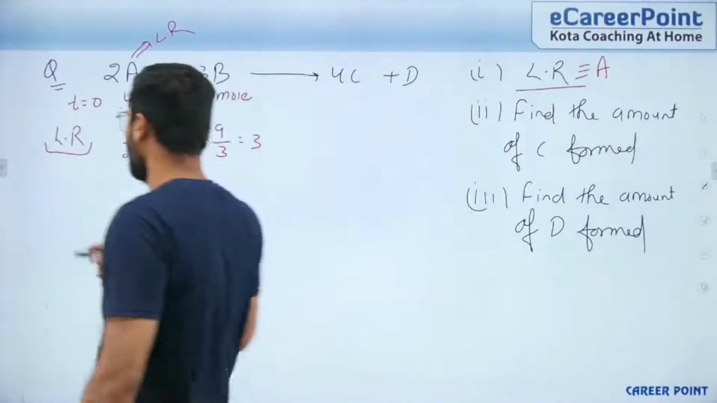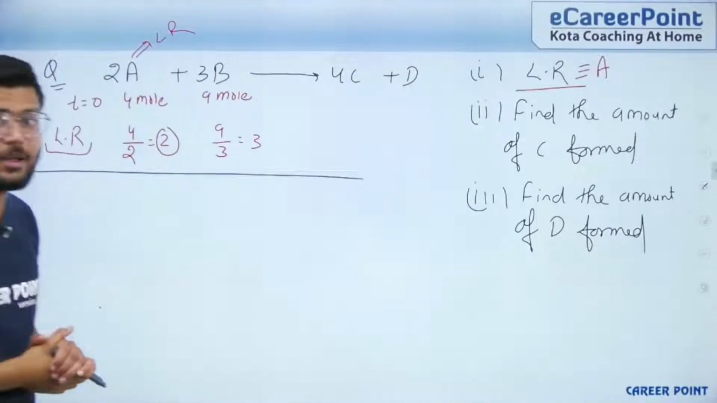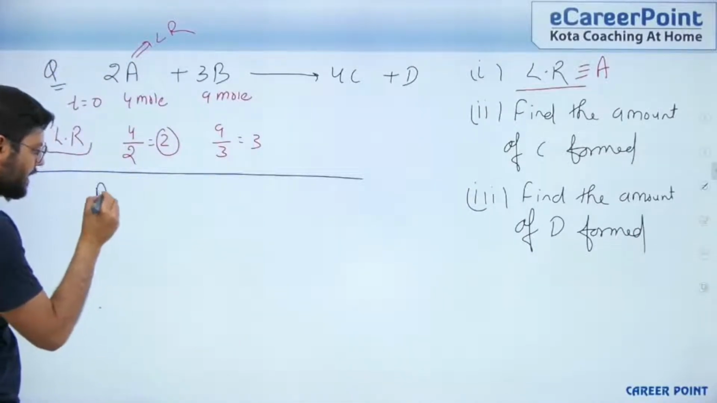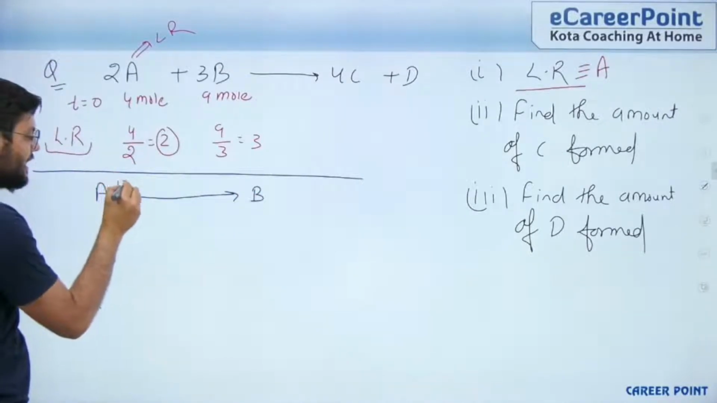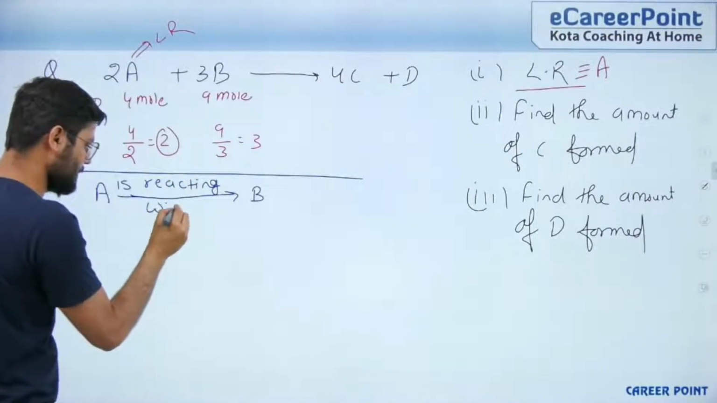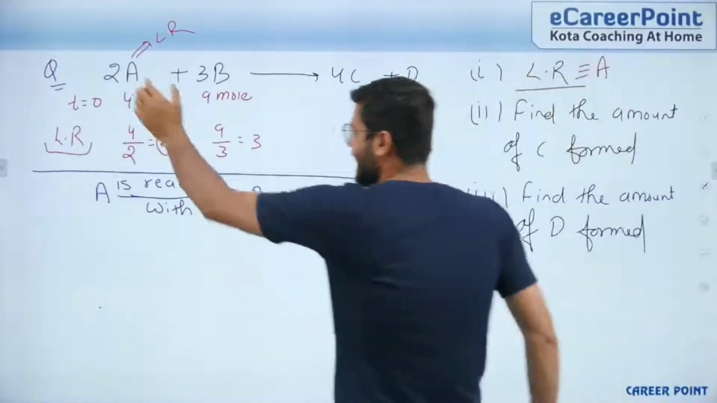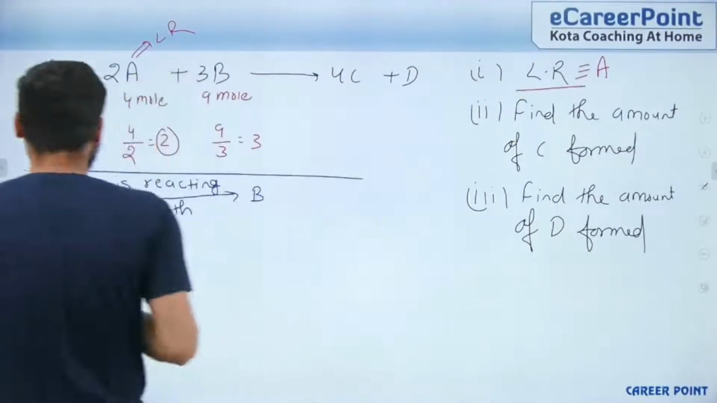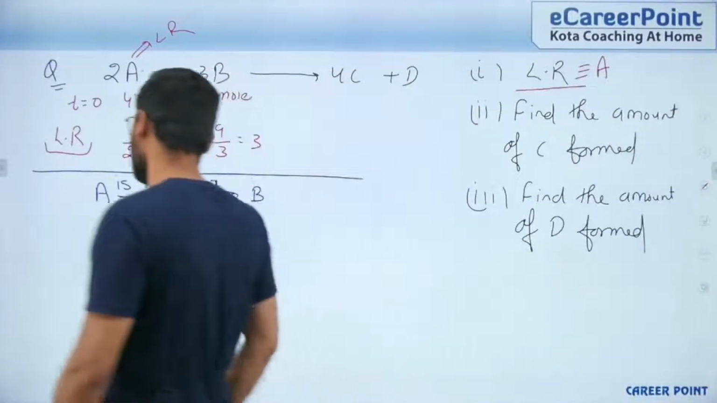Now, I just want to proceed this reaction. How will I proceed this reaction? Carefully, A is reacting with B. Listen carefully. I am saying that A is reacting with B. So what information do I have? I will use the unitary method, which I am going to tell you.